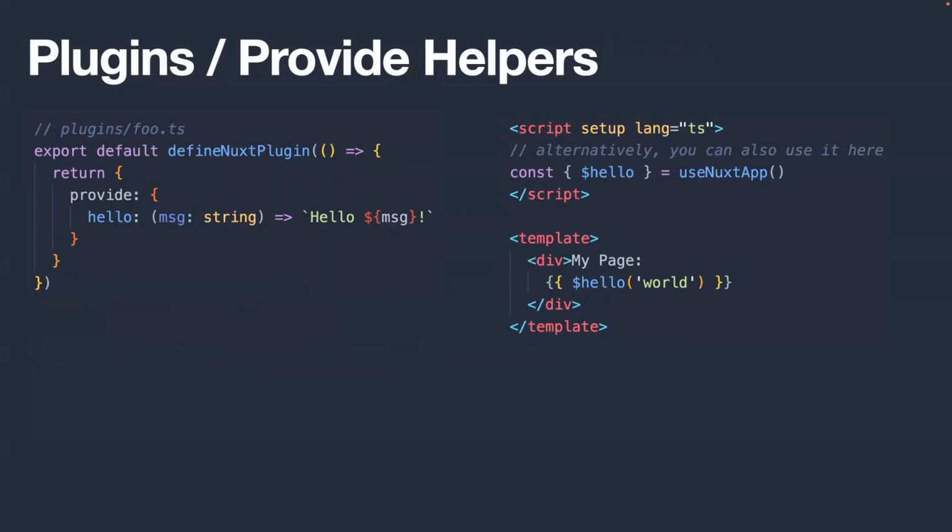All right, so this is what I was talking about, where you can provide helpers. So here's just a really basic function. You can provide like a hello function. You can have it take a parameter of a message, and you can use that in your page, which is on the right-hand side here, where you can get that plugin helper through useNuxtApp. And inside your page, you can just call it with whatever parameter you want. And so it would literally say, hello, world, because that's the function you provided.